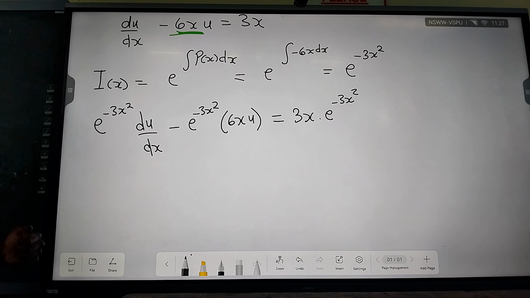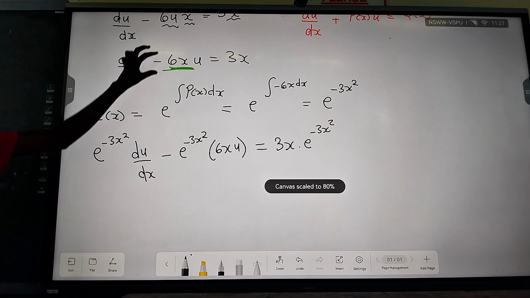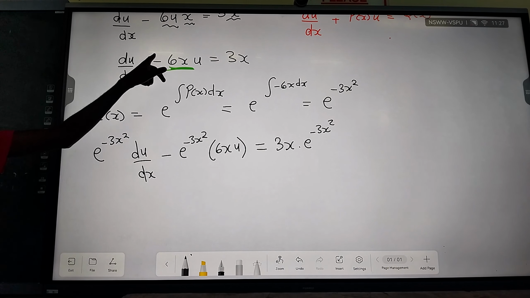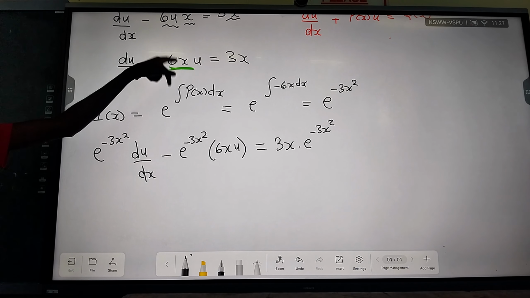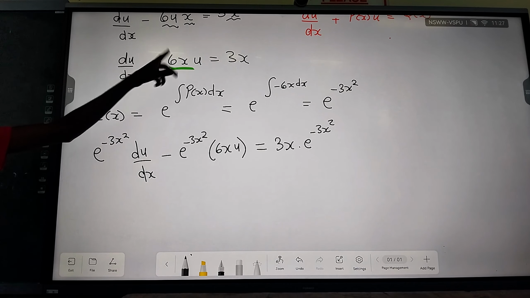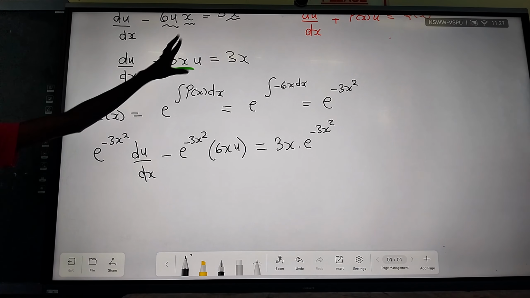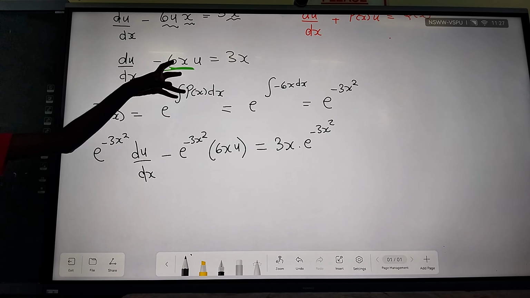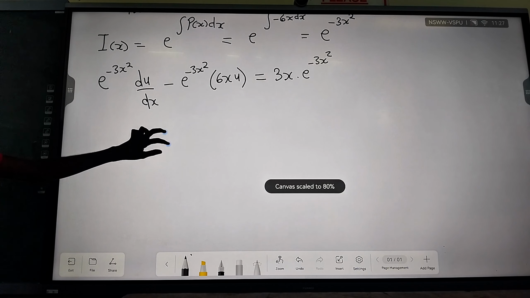The integrating factor. Please, people should not get confused when identifying p(x). If you say your p(x) is negative x, it is still the same thing. You will integrate negative x, but when you bring back the constant, it will still reduce to the same thing. So just make sure you don't get confused there.